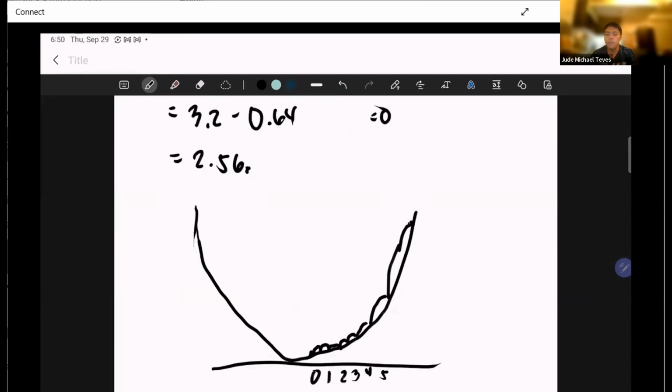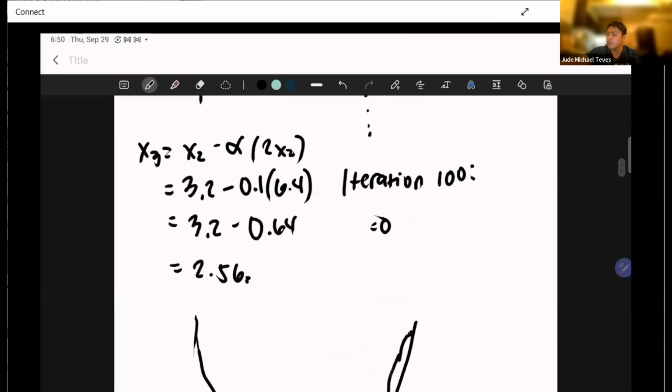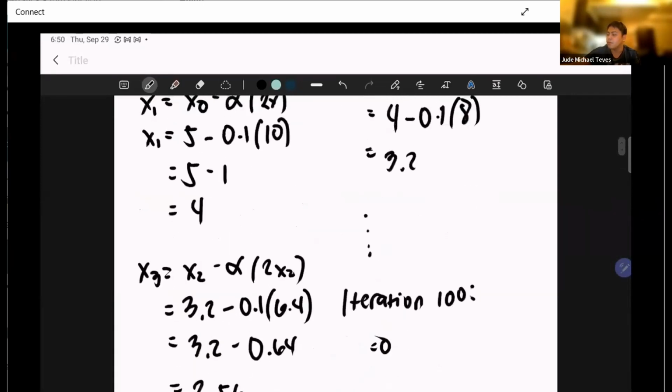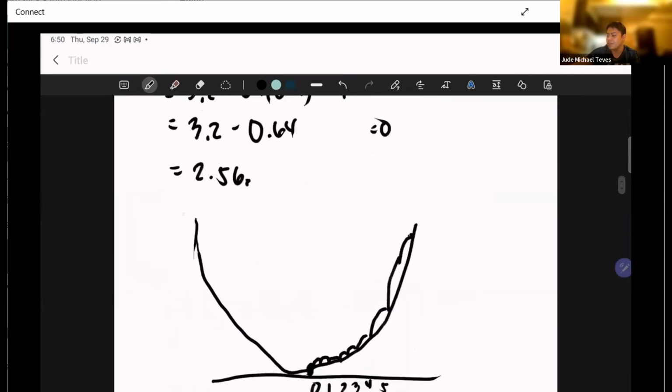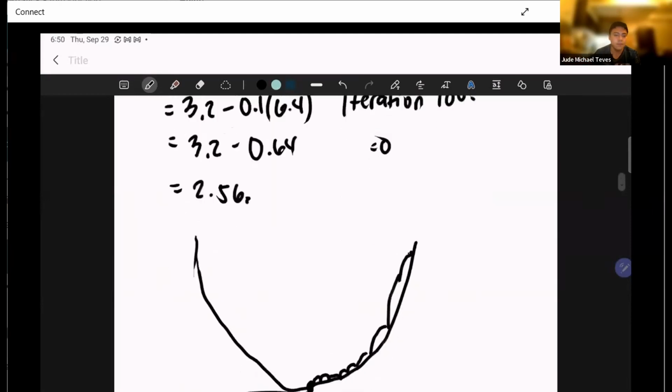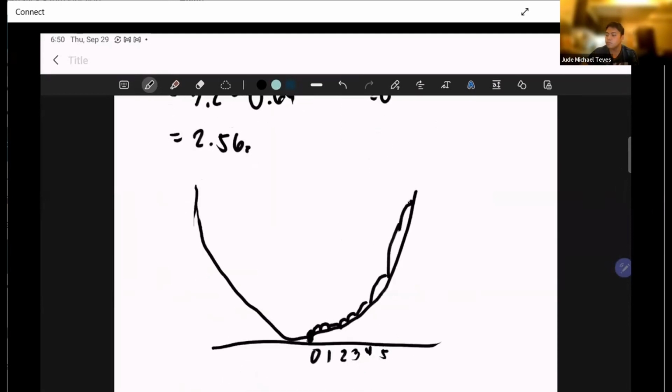Still following? So after many iterations, you'll end up here. 0. Got that? So if you do it for the value of x for the 4th iteration, you just do the same steps. You see that it will descend slowly until you get to 0. Okay, following? Thumbs up, or let me know if you have questions. Any questions? Are you good with that?